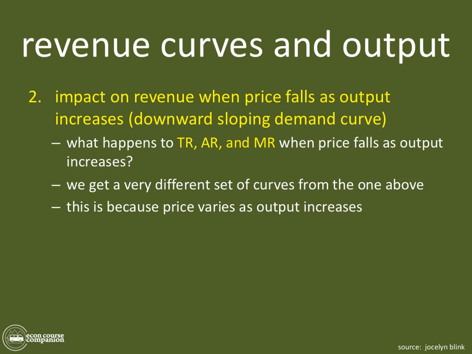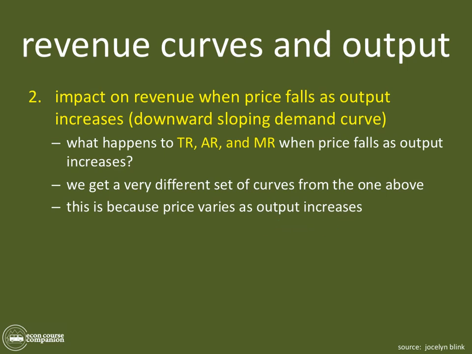And let's take a look. Scenario number 2 is the impact on revenue when price falls as output increases. That's a downward sloping demand curve. We know that. That's pretty straightforward. So what happens to total revenue, average revenue, marginal revenue when price falls as output increases? And you will see on the next slide, we get a very different set of curves from the one below. And this is because price varies as output increases. And that we know that, right?